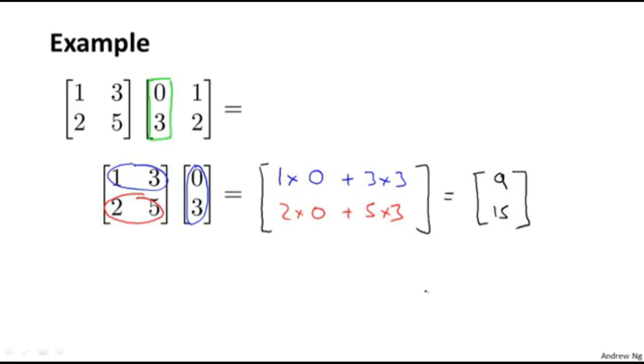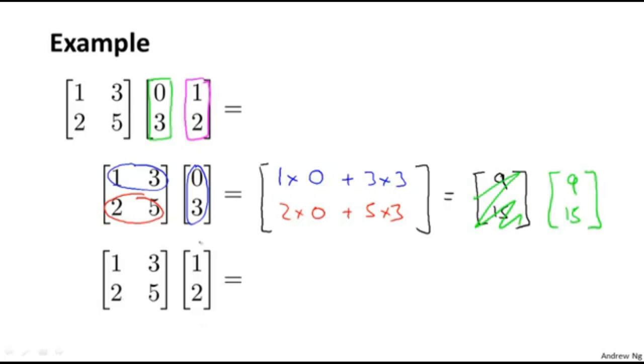Let me write that in green. So this is 9 15, and then next I'm going to pull out the second column of this and do the corresponding calculation.